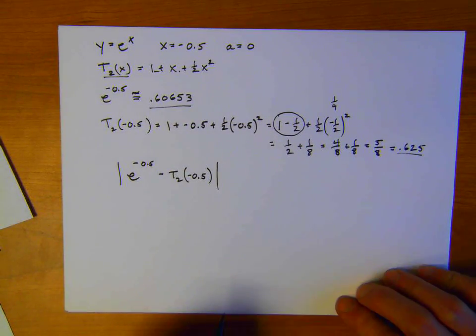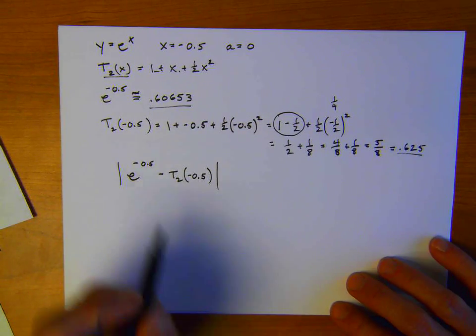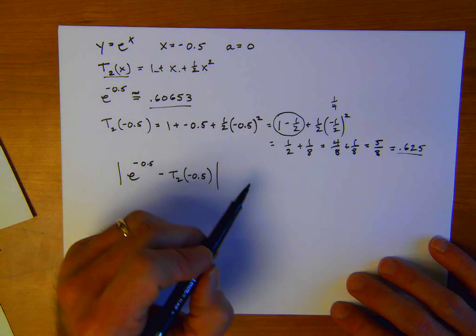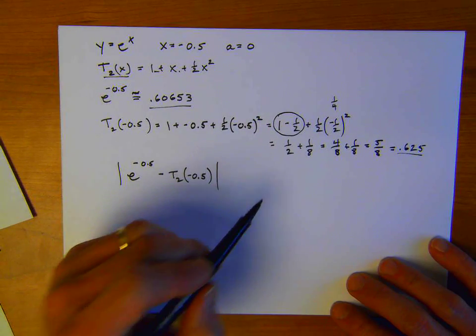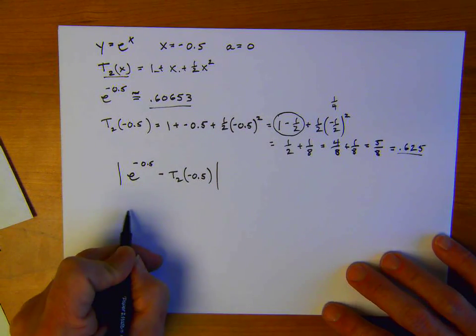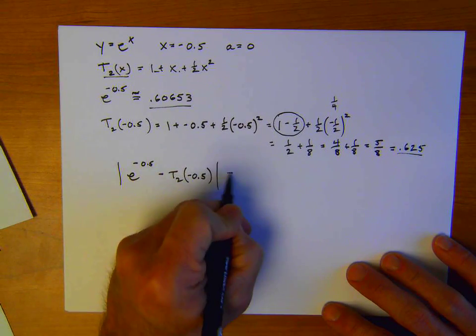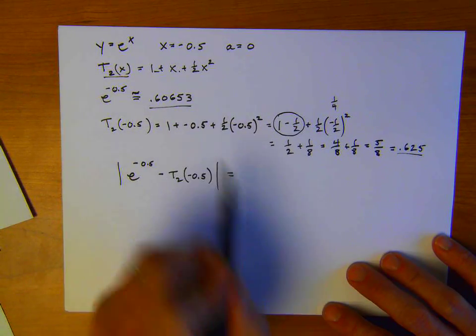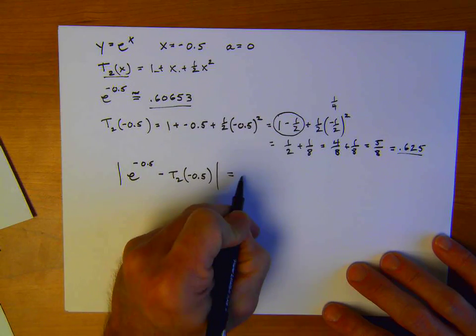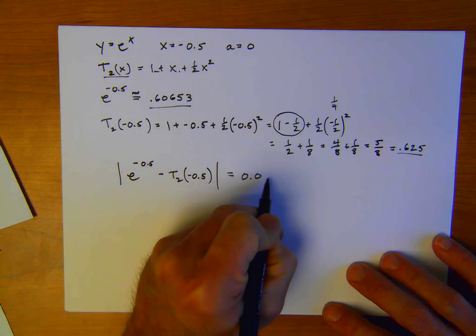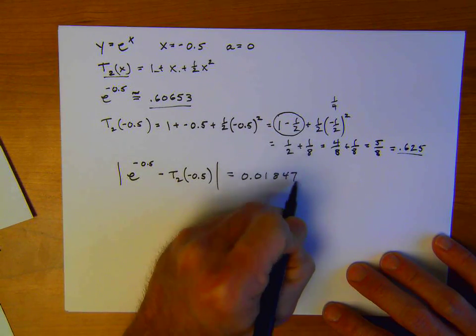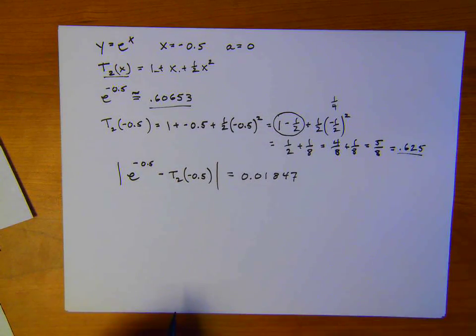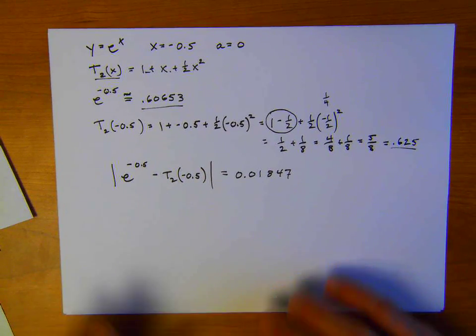So, it's not bad. It's not great, but it's not bad. Remember, this is only the second degree Taylor polynomial, so we wouldn't expect it to be too precise. Ultimately then, if you just take the difference between these two and then take the absolute value, you'll find that the error was 0.01847.